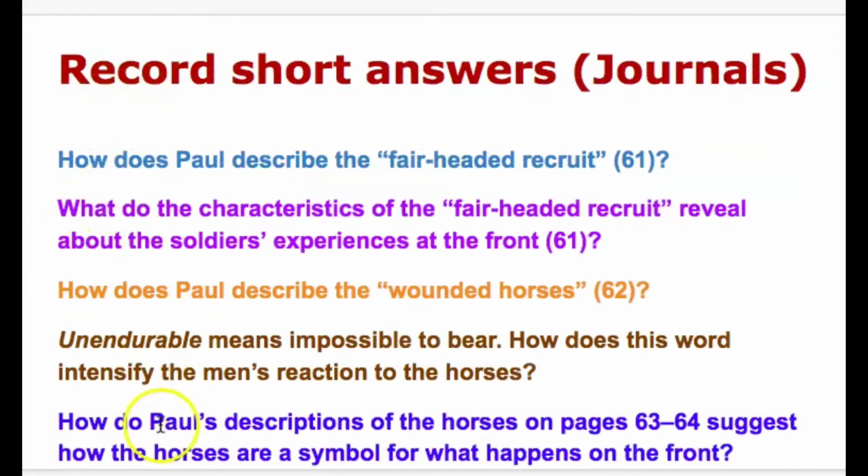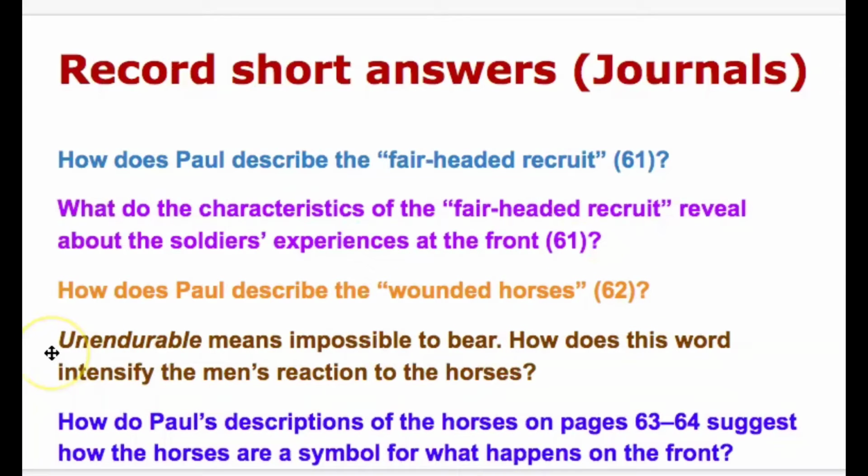Then you're going to answer these questions and record them in your journals. How does Paul describe the fair-headed recruit? That is going to be on page 61. What do the characteristics of the fair-headed recruit reveal about the soldier's experiences at the front? How does Paul describe the wounded horses? Page 62.